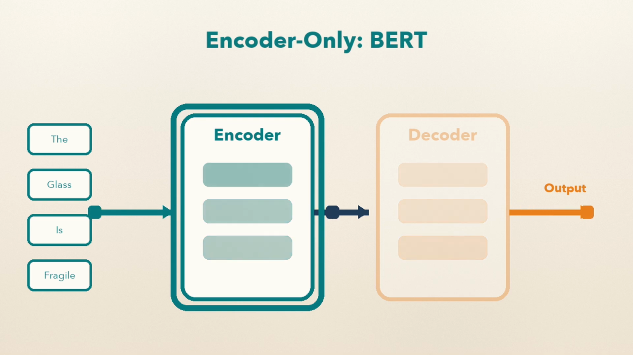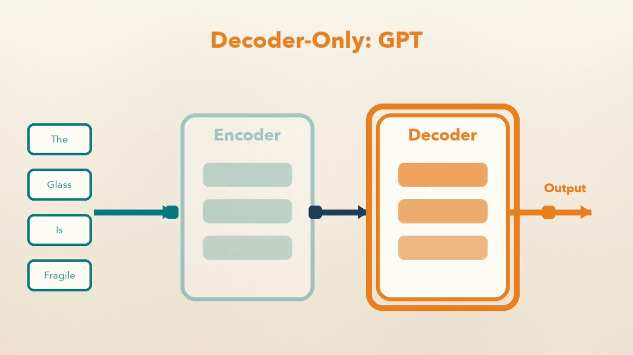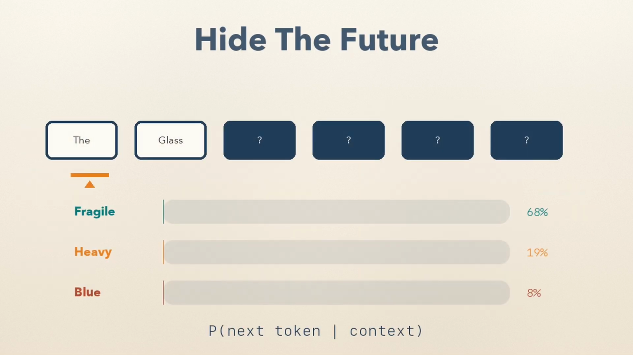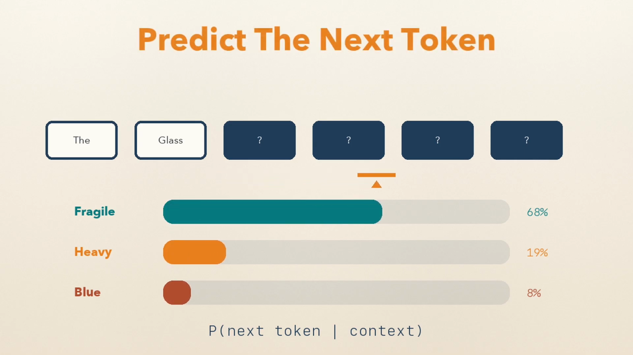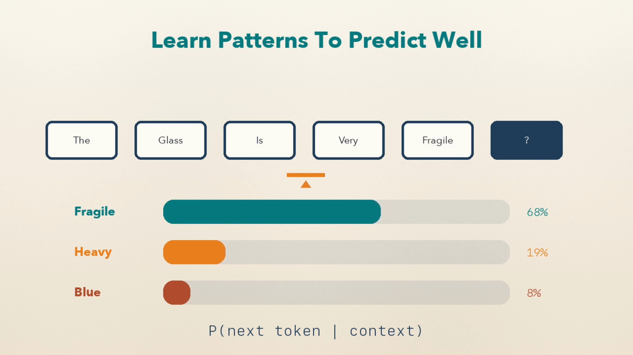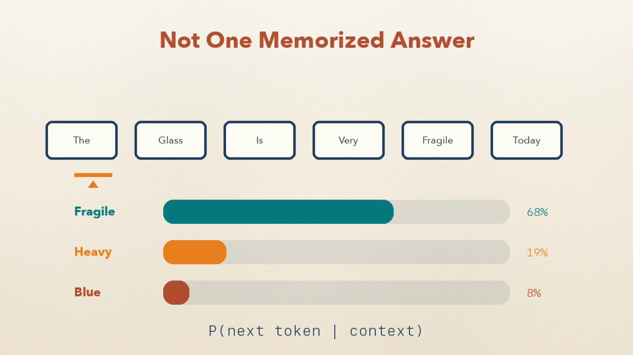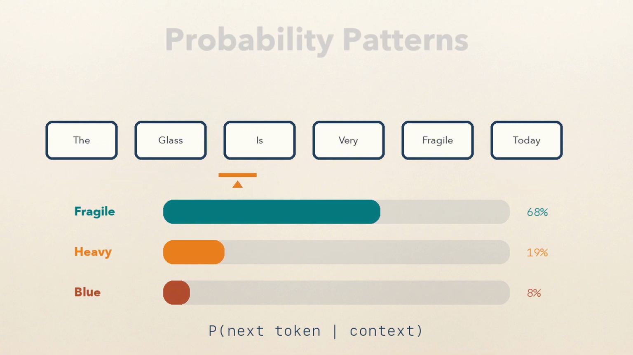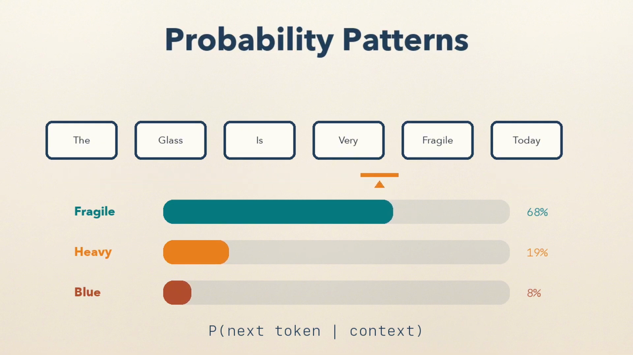Later models adapted the architecture. BERT mainly uses an encoder, while GPT mainly uses a decoder that predicts the next token. GPT-style models are trained by hiding the future and asking the model to predict the next token. To succeed, the model must learn grammar, facts, writing patterns, and relationships between ideas. It is not memorizing one answer for every question. It is learning probability patterns across enormous collections of examples.